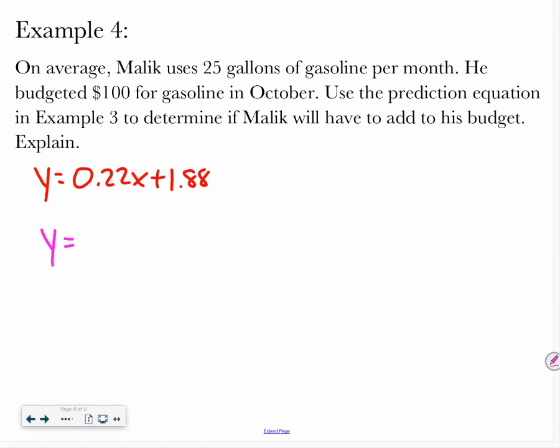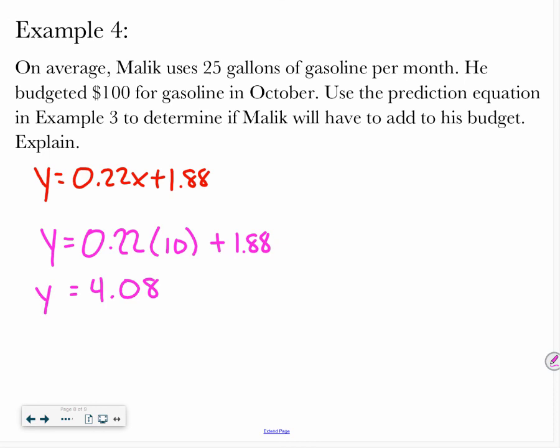Well, is $100 going to be enough? How are we going to solve this? X represents the month, so what should I plug in for X? October is what month in the year? It's the 10th month. So what I'm going to do is plug that in and see what my total price is. So if I do 0.22 times 10 plus 1.88, I'm left with $4.08.